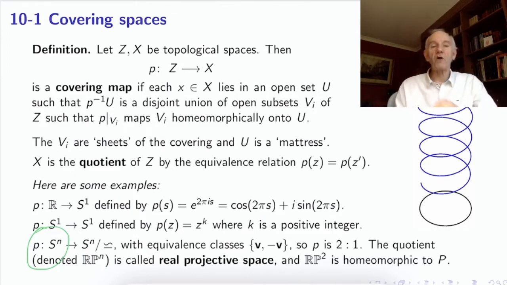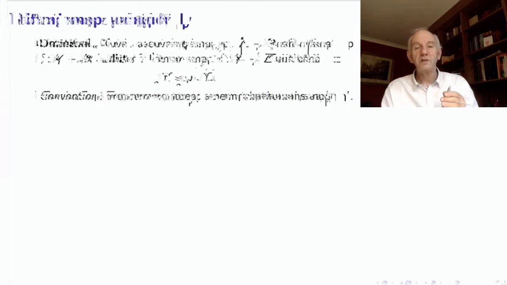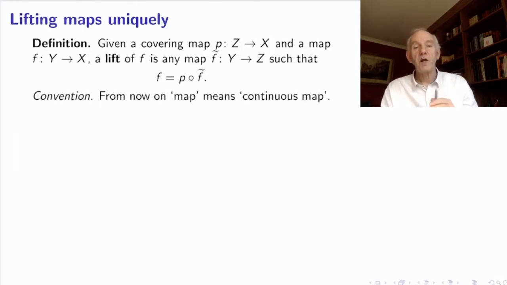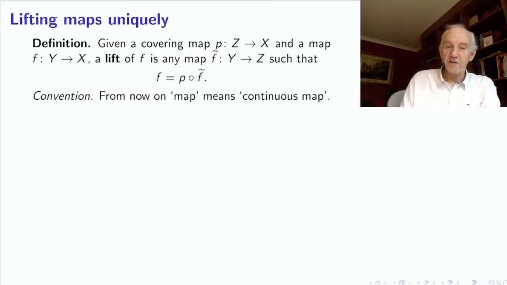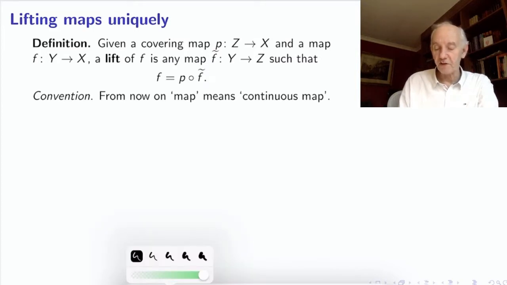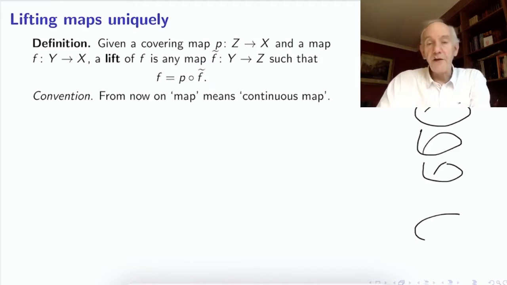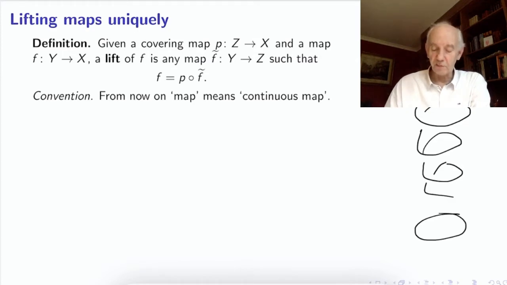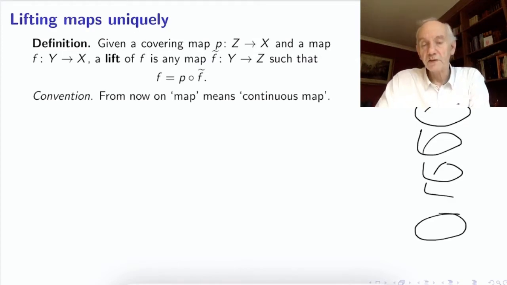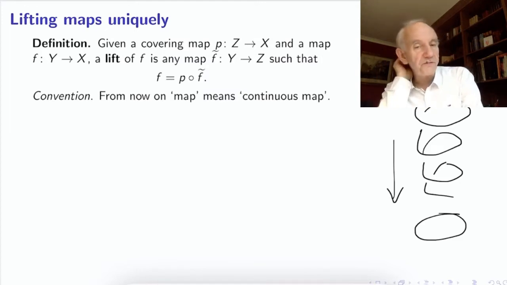Moving on. So now I've got some more technical things to talk about. And it's a good idea to have this picture in mind of the real numbers spiraling over the circle. Sorry, over the circle. So we've got this spiral over the circle, and that's an example of a covering map from R to S1. So there's this notion of lifting a map.